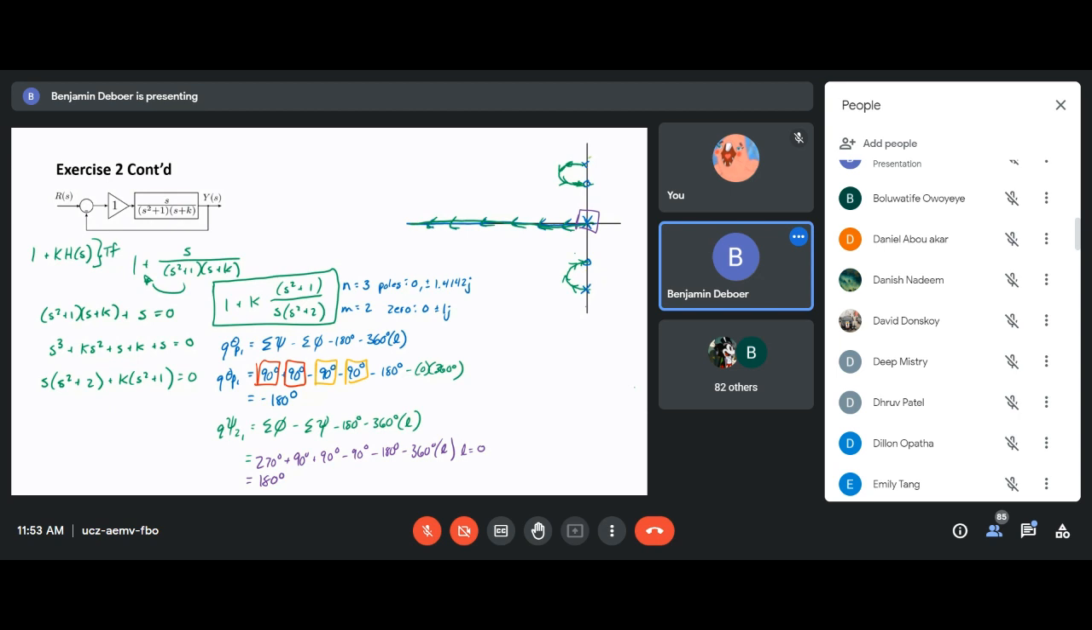Smaller than 0? So 0 to what? Infinity. Yes, exactly. So essentially at 0 and infinity, we're marginally stable.